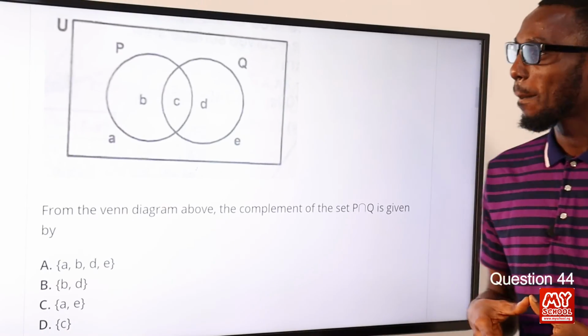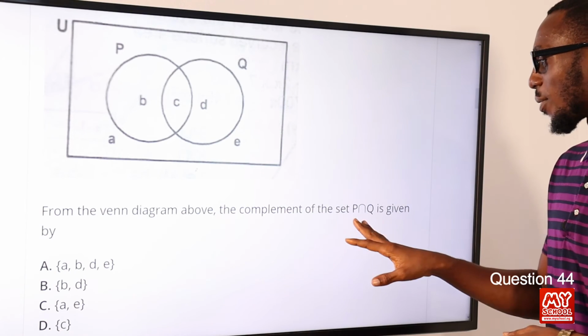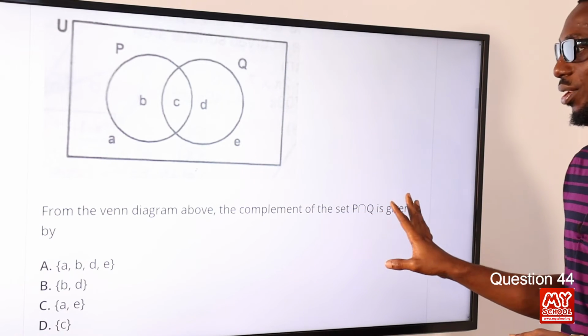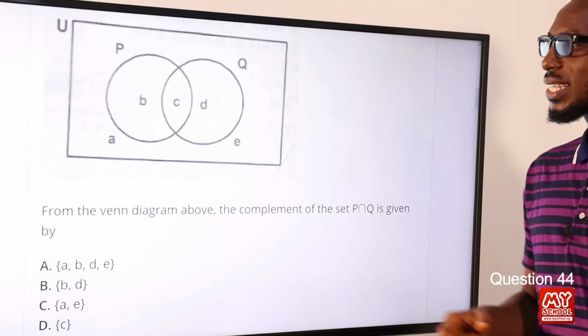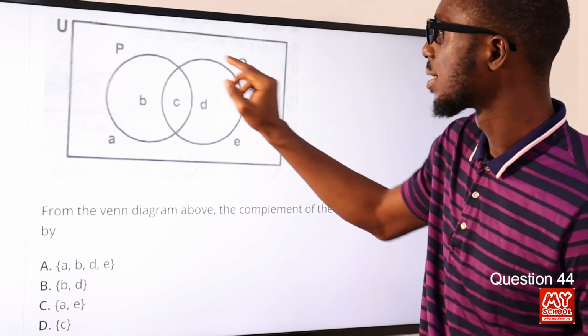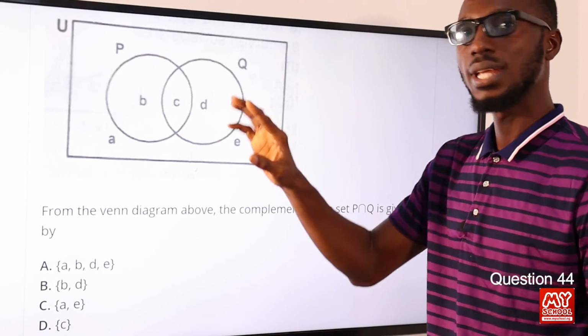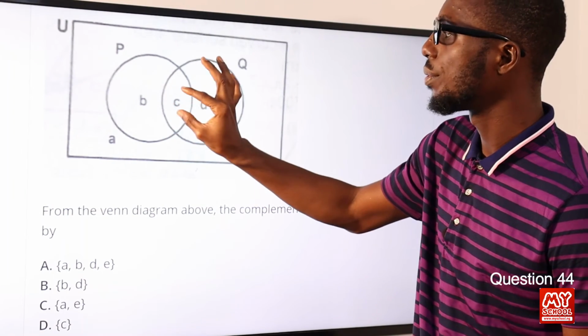Question 44. From the Venn diagram above, find the complement of set P intersection Q. So what will be the complement? That's just the question of P intersection Q. So at first, let's determine what is P intersection Q. This is set P. This is set Q. So where do they intersect? They intersect here. So we have P intersection Q is C.